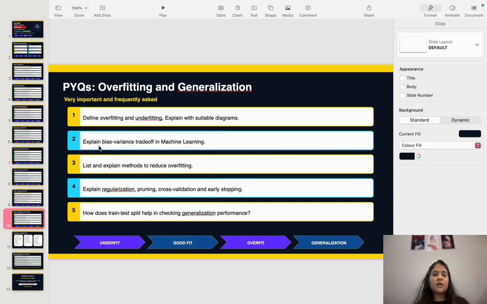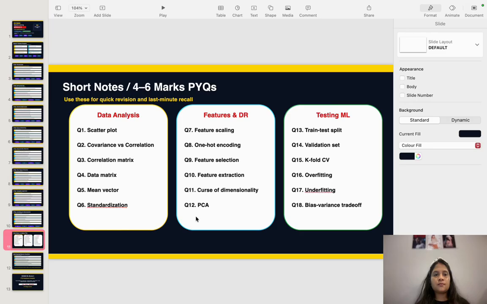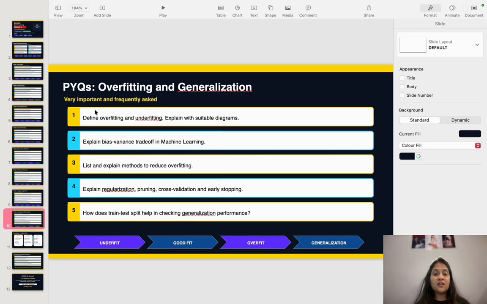Okay, next here also you have the bias variance trade-off in machine learning, list and explain methods to reduce overfitting, explain regularization, pruning, cross-validation, and early stopping. How does train test split help in checking generalization performance? Okay, so these are the 5 questions picked for overfitting and generalization. I have mentioned in the slide, these are very important and frequently asked questions from this.